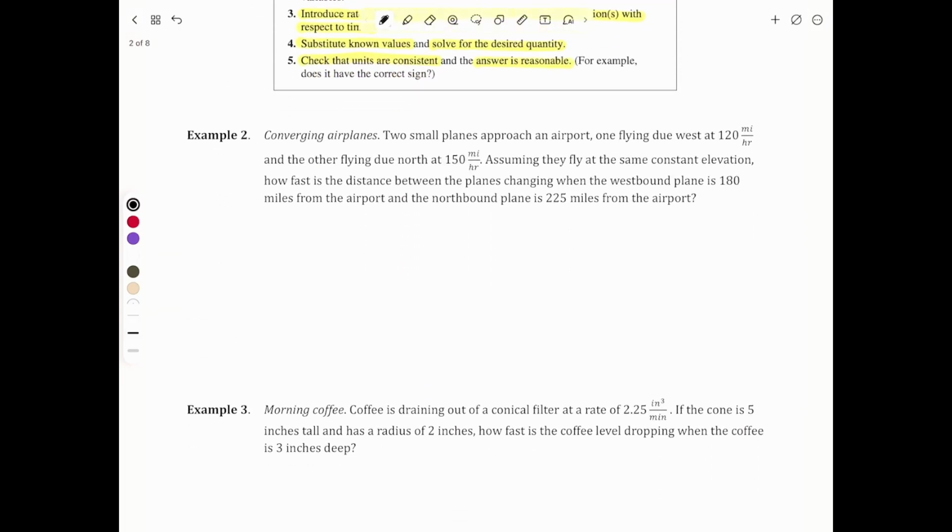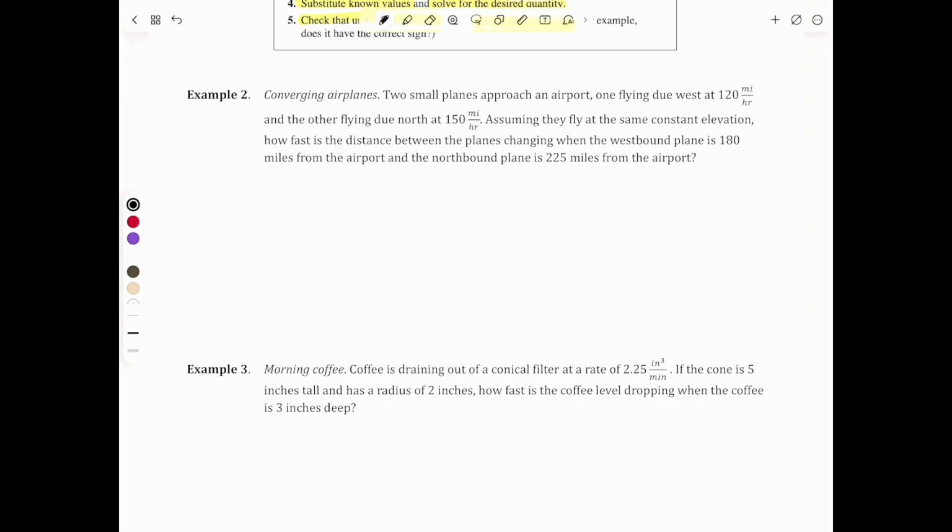We'll look at example 2. In example 2, we have 2 small planes approaching an airport. One is flying due west. We're going to call this the airport here. One of the planes is flying due west toward the airport at 120 miles per hour. So I ask you, is the distance to the airport getting shorter or longer? It's getting shorter. The pilot is approaching the airport.